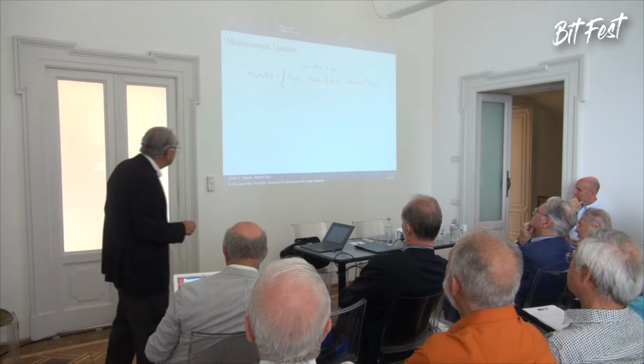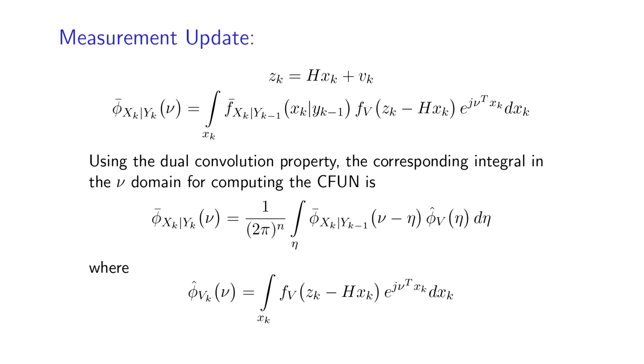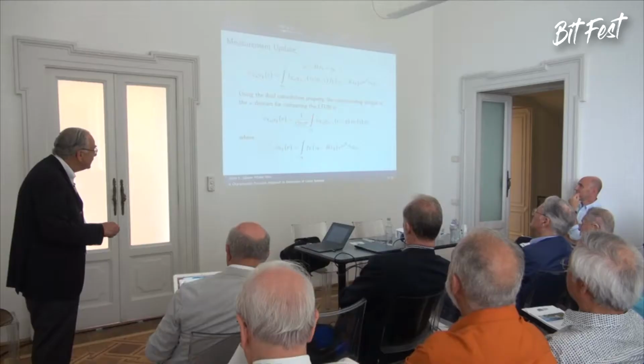Okay, so let's start out with that density function, and let's take this, and you can look at this as a convolution integral, and using the dual convolution property, this corresponds to an integral in the nu domain in this form. So we have a convolution integral now with respect to this vector eta. So eta is an n-dimensional vector associated with this integration here. So there are integrations from minus infinity to infinity over eta.